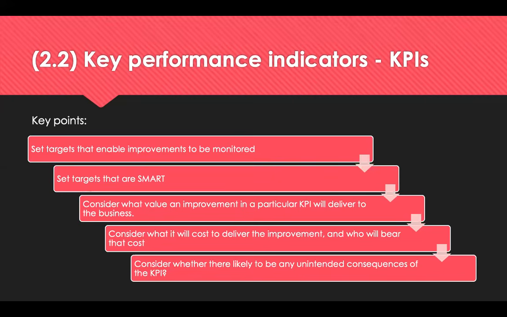But do also consider the value of an improvement to a particular KPI and what value that will deliver to the business. What is the cost to deliver the improvements and who's going to bear the cost? And consider whether there are likely to be any unintended consequences. So if the supplier diverts resources to one aspect, will it cause a detriment to another?